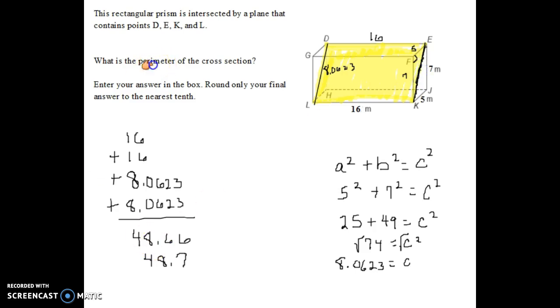For the perimeter, remember, you're adding all the sides of the cross section. So we've got 16 plus 16, plus 8.0623 plus 8.0623, which is going to give you 48.66. Rounding to the tenth is 1 decimal place, and the next digit is 5 or greater, so we're going to round that up to 48.7.